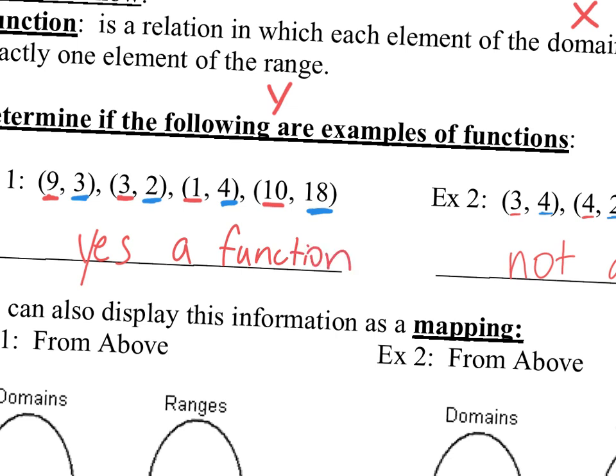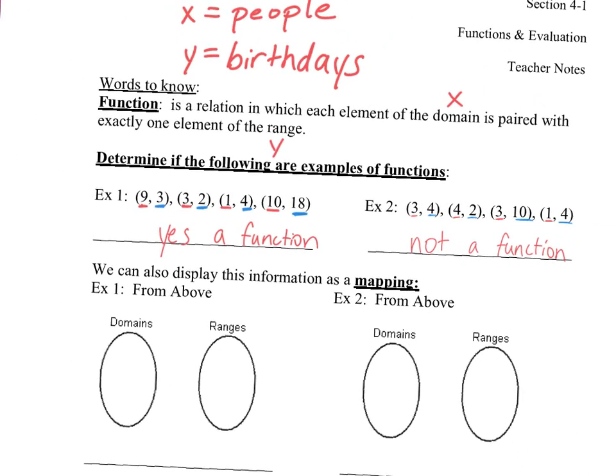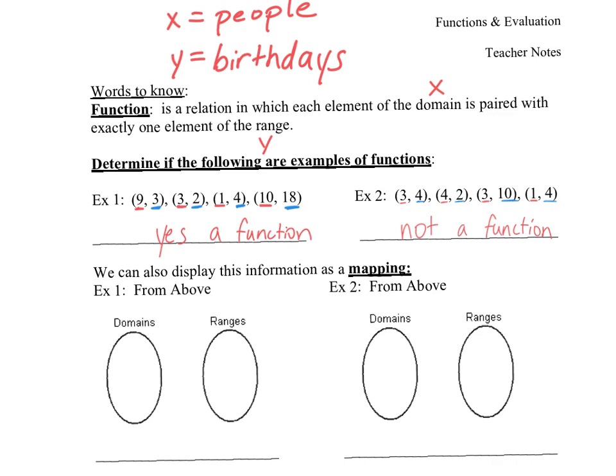Okay? Questions on that? Yes. Did you have a question? Wait, so what if there's multiple Y's? Is that a no? Well, can you and I both have the same birthday? Yeah. So the Y's can repeat. X is people, Y is birthday. X's are people, Y's are birthdays. X's can't repeat, but the Y's can. Okay?